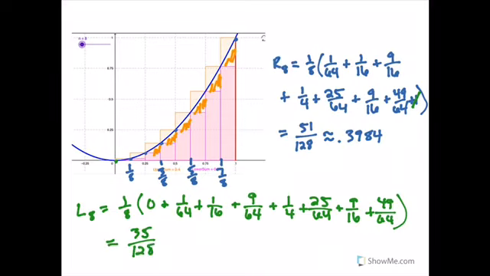You said 9 over 64. Okay, you just corrected me. This one right here should be over 64, and that matches that one. Okay, so all of it came out to be 35 over 128, which is approximately 0.2734. So by having more rectangles, we're seeing that our areas are getting closer together when we do the left and the right.